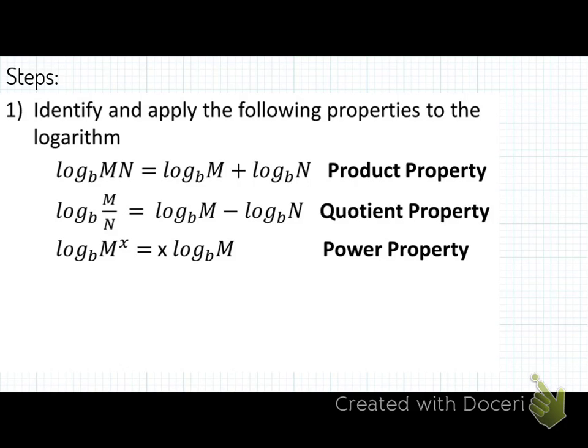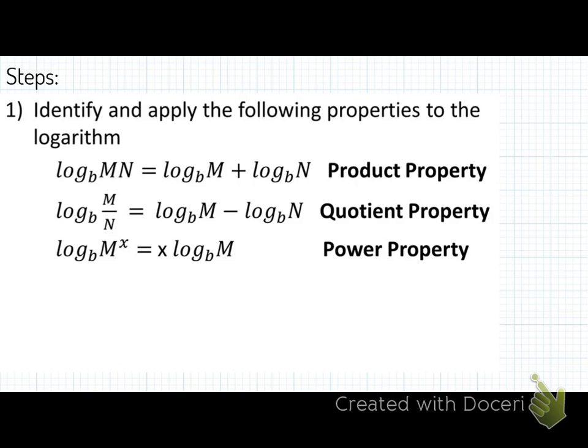When we have log base b of m times n as a package together, we can expand it to look like this. We'll talk about that in a moment. Or if we have a log base b of m divided by n, two numbers being divided, then we can expand this to look like this. And when we have a logarithm of a number m being raised to the x, we can take this x and put it in the front. This is our quotient property of logarithms. Okay? Three properties, and that's how we do that.